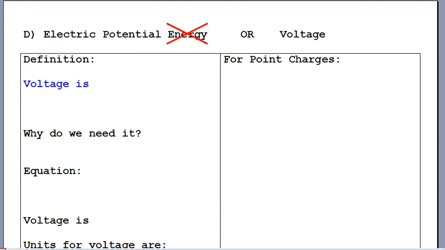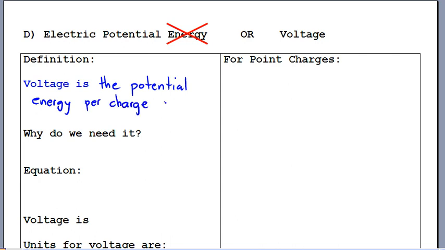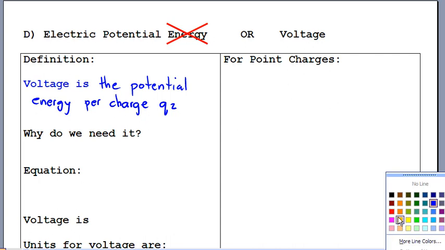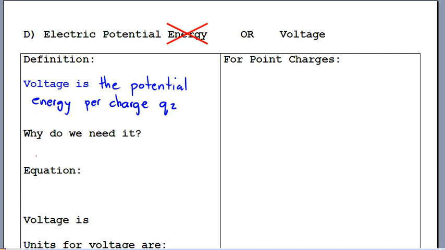So just as a definition, what are we talking about here? Voltage is the potential energy, which is strange because I just said it wasn't that, but it's the potential energy per charge, Q2. Okay, well, why do we need to be doing this? Why are we worried about all these definitions and things? Well, it's a nice little pre-calculation of energy.